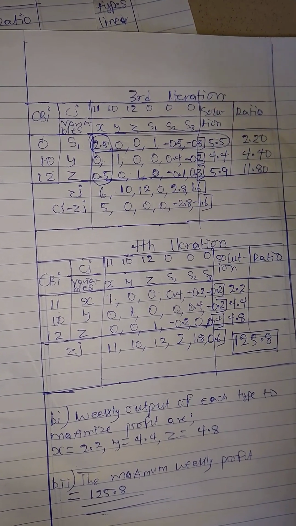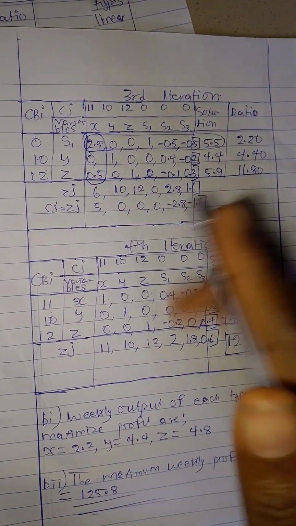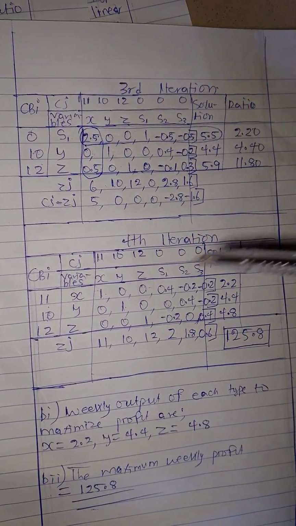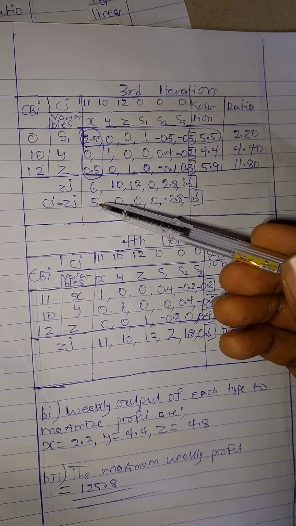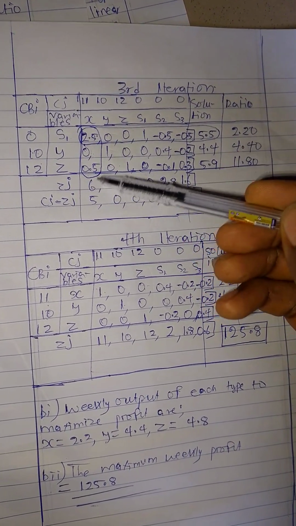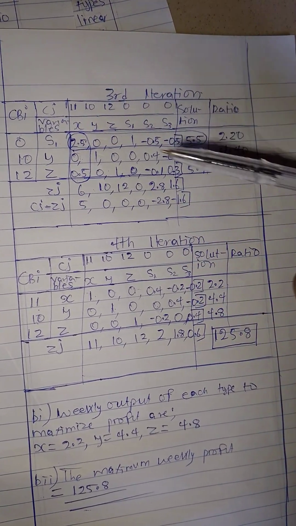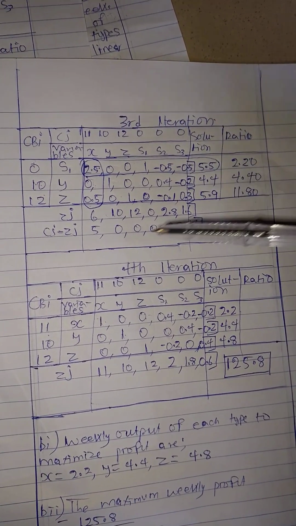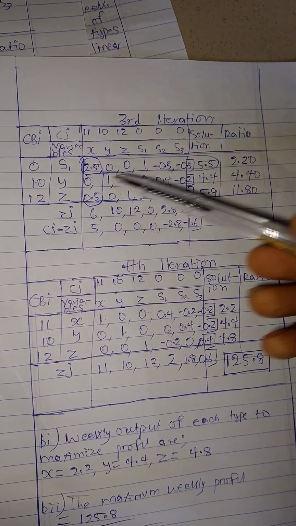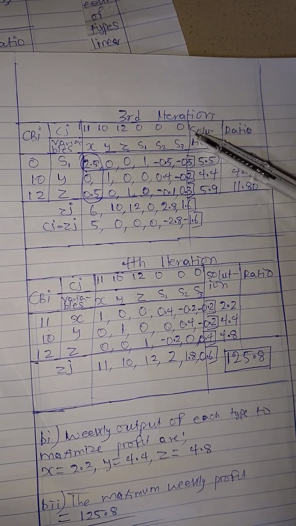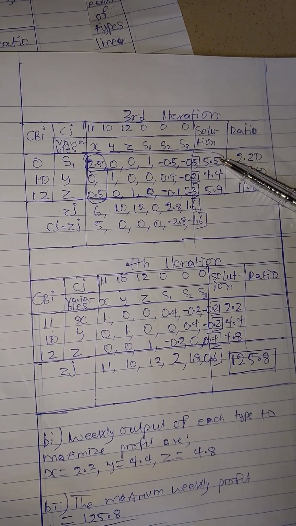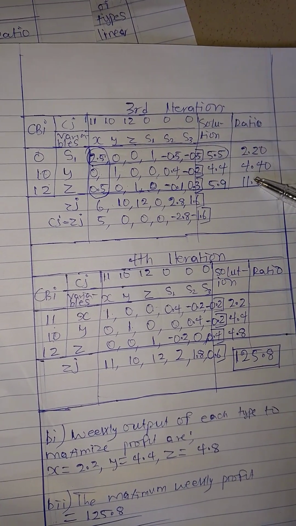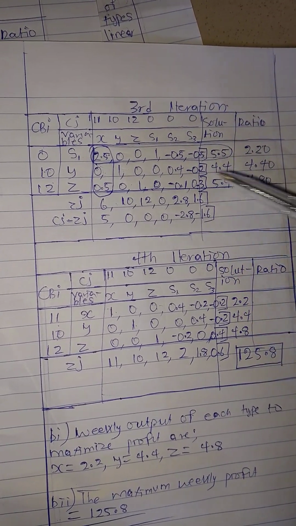So what next? From cj minus zj, I have to select the highest positive number. The highest positive number here is 5, so I trace it up. Now, to find the ratio, I divide the solution over the key column elements. The solution here is this: 5.5 divided by 2.5 is 2.2, 4.4 divided by 1 is 4.4, and 5.9 divided by 0.5 is 11.8.